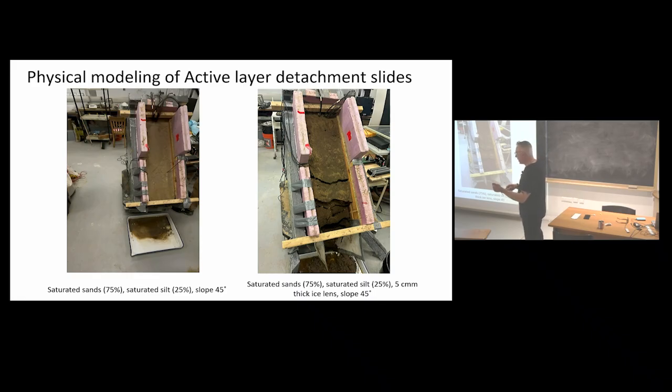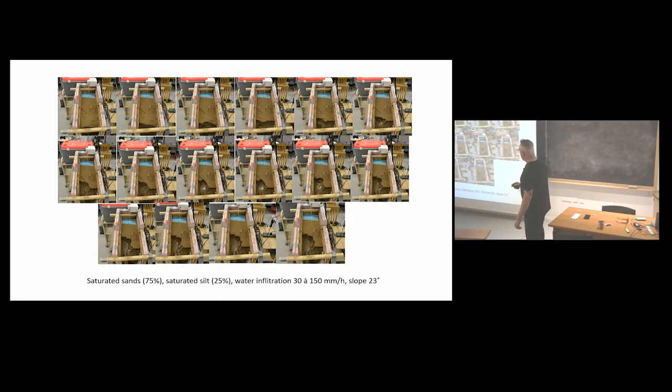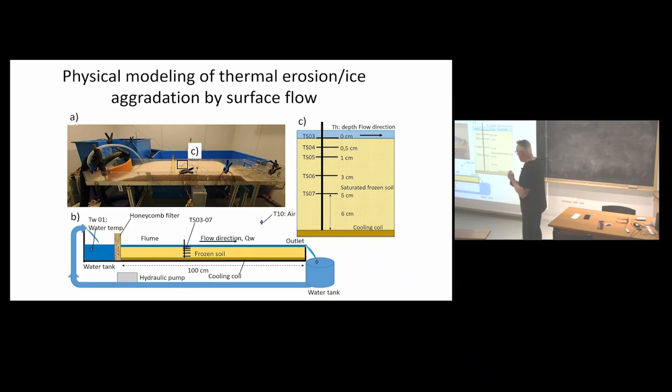So saturated sand, 45-degree angle, nothing happened, it just rains. Then we add ice lenses here, same thing, but then we start to have some detachment like that. And this one is a bit messy. This one has no ice lenses, but rain infiltration. So what we create is just mechanical erosion.